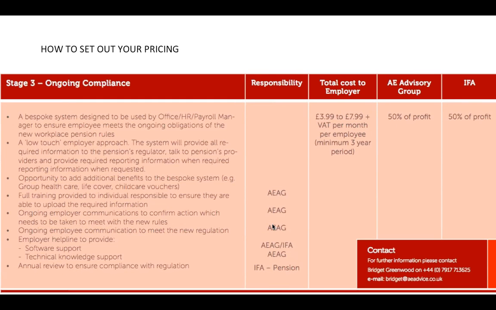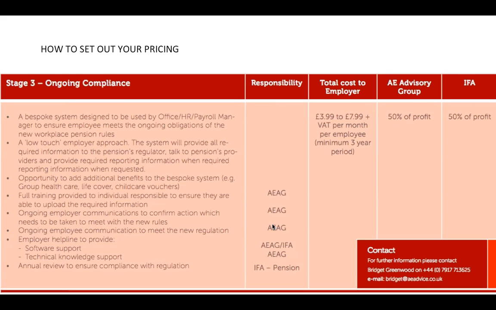And then you've got stage 3. Effectively, stage 3 is making sure that on an ongoing basis the employer complies with the regulation. In terms of pricing, we understand that you want some flexibility around this. This is the feedback we've got. So we've said £3.99 to £7.99 per month is the sort of scale you want to be looking at.